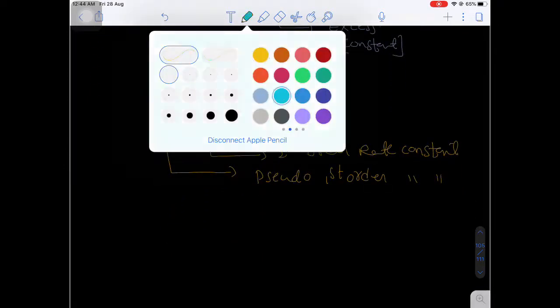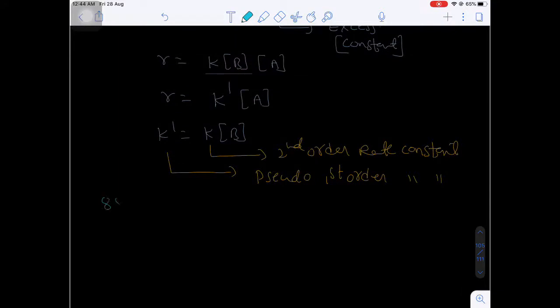Now there is one more question, question number 85. The question is, let's suppose I have X plus Y, two reactants, in the presence of Z, where Z is a catalyst, to give product.